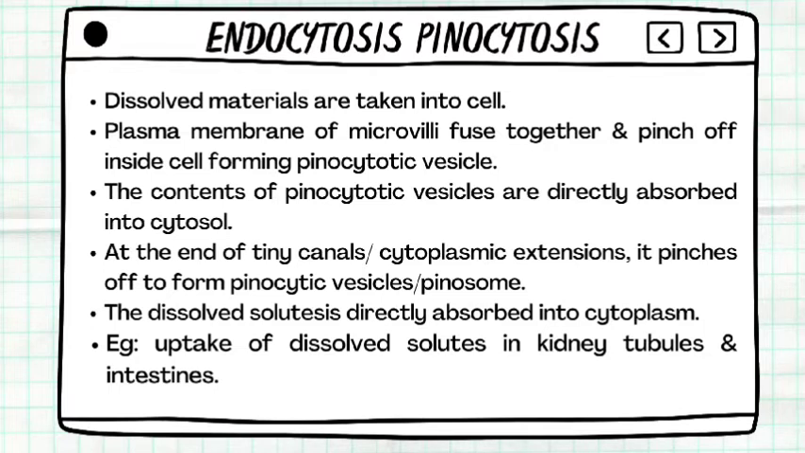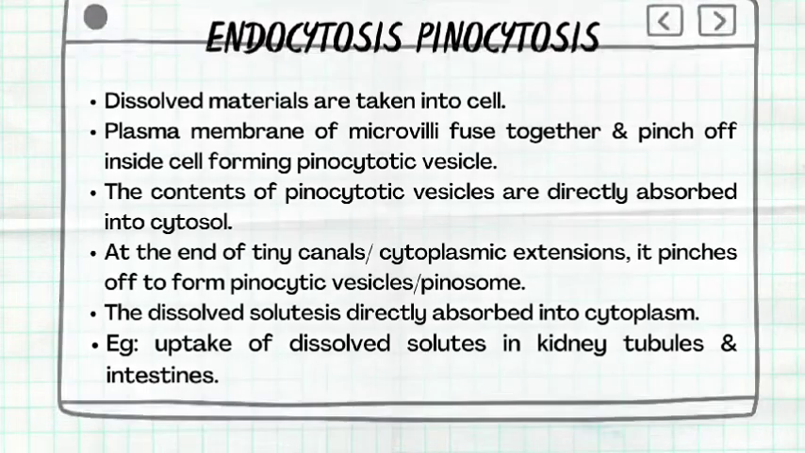At the end of tiny canals or cytoplasmic extensions, it pinches off to form pinocytic vesicles or pinosome. The dissolved solutes are directly absorbed into the cytoplasm. Example, uptake of dissolved solutes in kidney tubules and intestines.